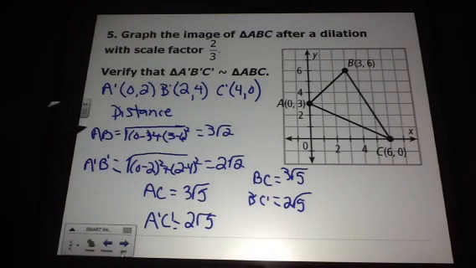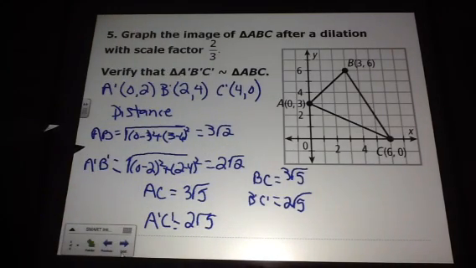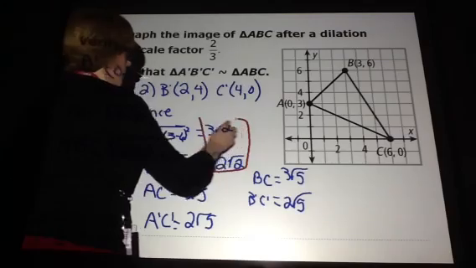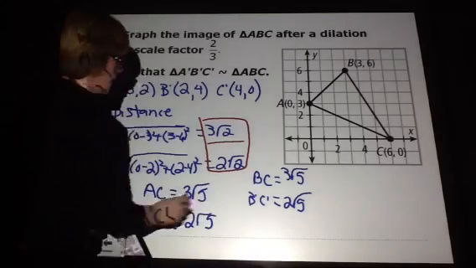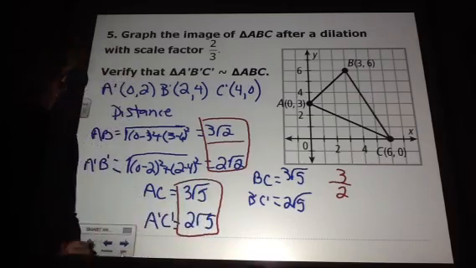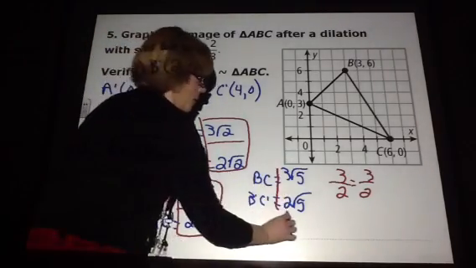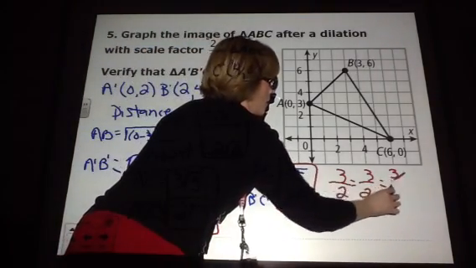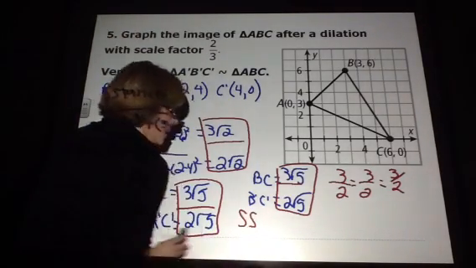So now we've got the distance of all of our sides. We need to set up our ratios. So here's one of my ratios right here. Pre-image, when I cancel that out, I get 3/2. Here's another one of my ratios. When I cancel that out, I get 3/2. And on my last one, here's my other ratio. Cancel it out, I get 3/2. Therefore, we can verify that they are similar because of side-side-side.